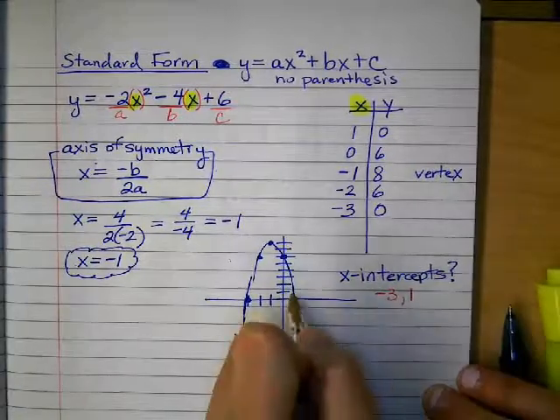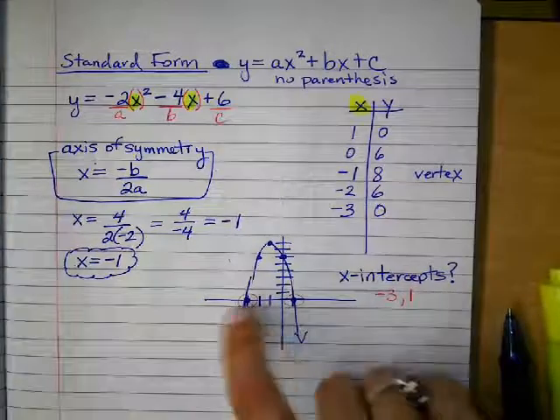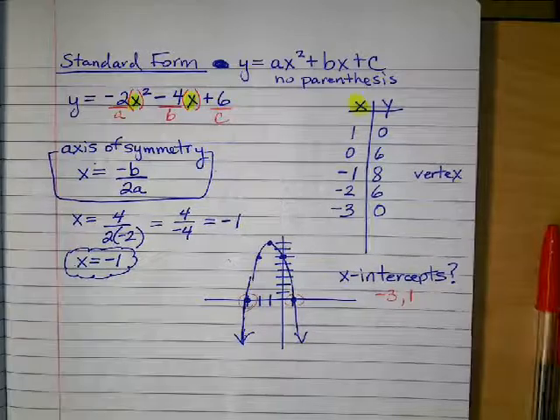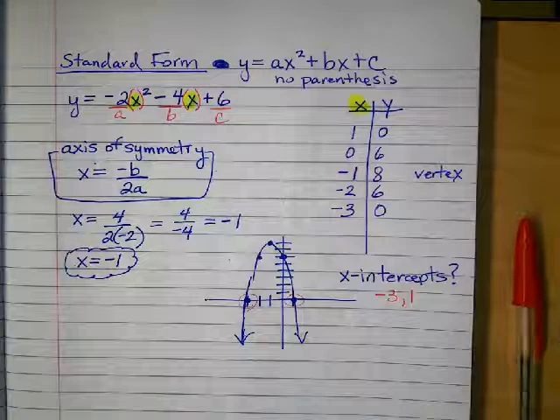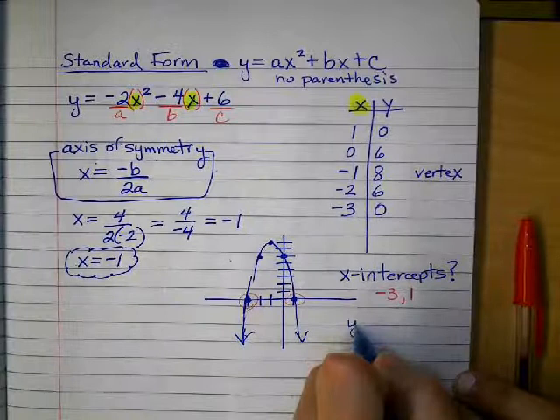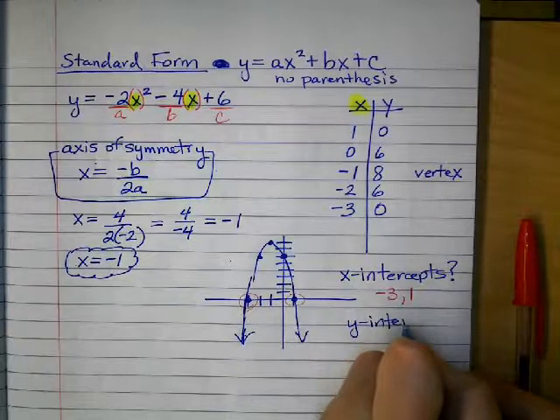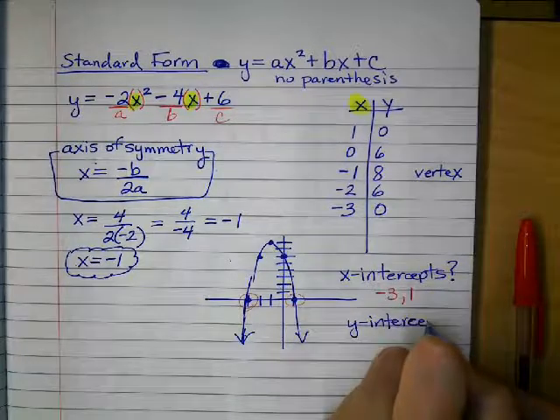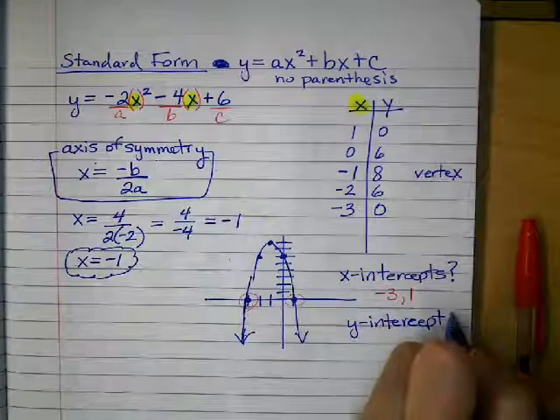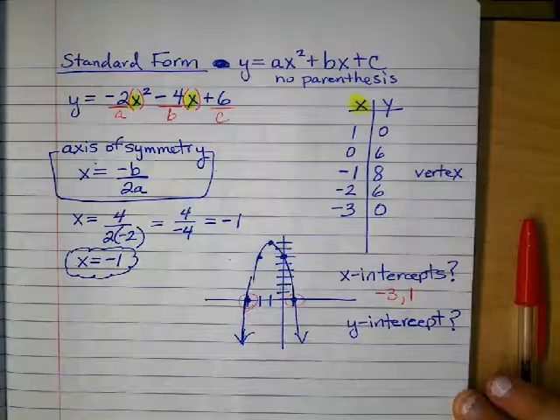And then there's a y-intercept on this one too. Do you know what the y-intercept is? Good job. It's 6. Yep, y equals 6. You can just put 6. They'll ask you stuff like that.